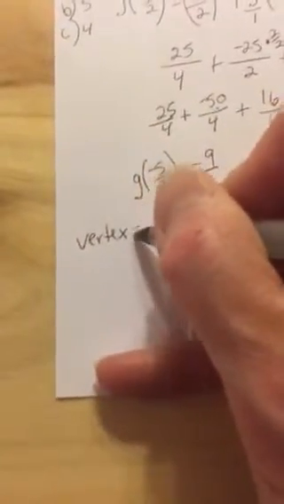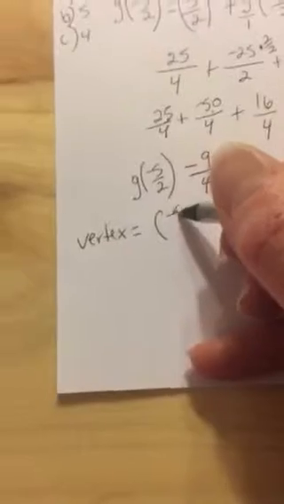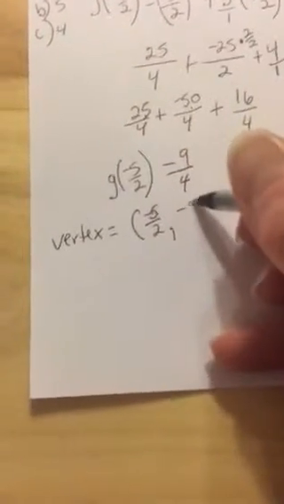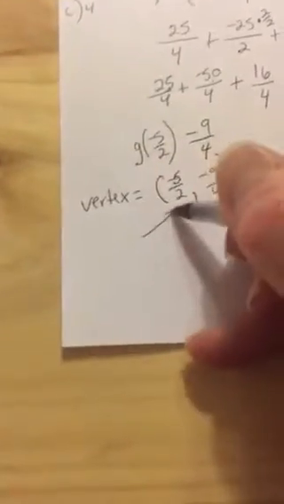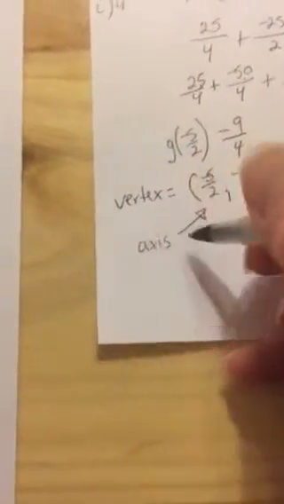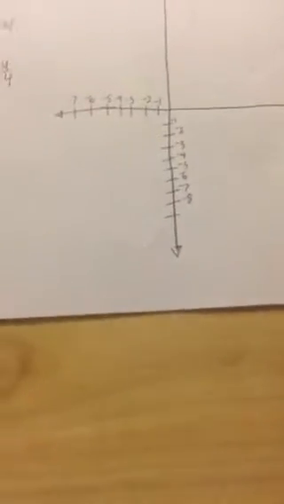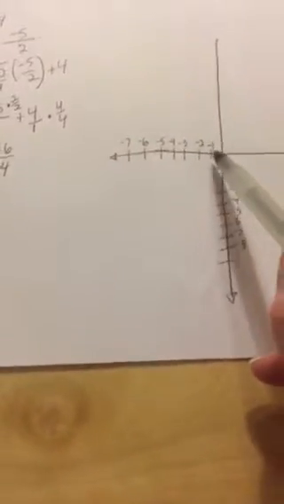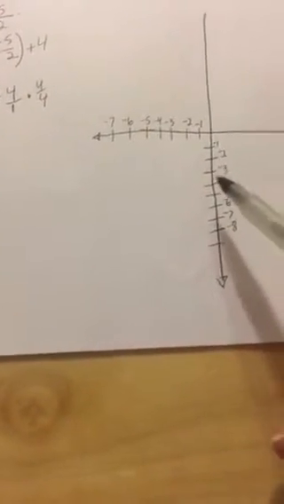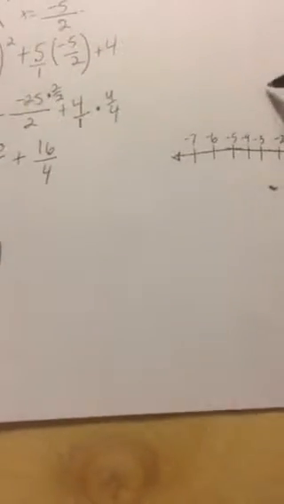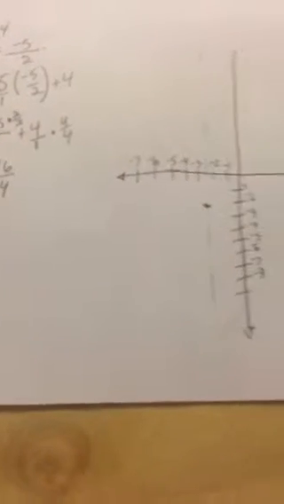So your vertex is going to equal negative 5 halves and negative 9/4. And then this becomes your axis of symmetry. And I will show you that on here. Oh, I never showed you the axis of symmetry up here. That wasn't good. But over here, basically I'm going to go to negative 5 halves. Like I said, that is about 2.5, which is going to be right there. And then your negative 9/4 is really about 2 1/4. So 2 1/4 is about right here. So this is my axis of symmetry.